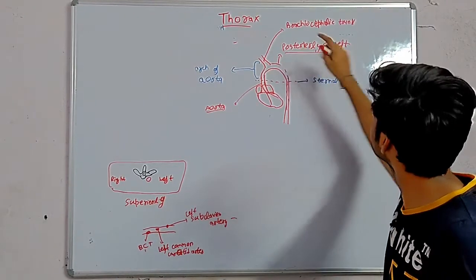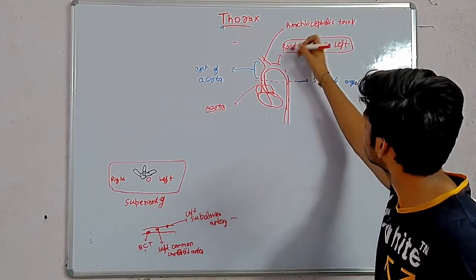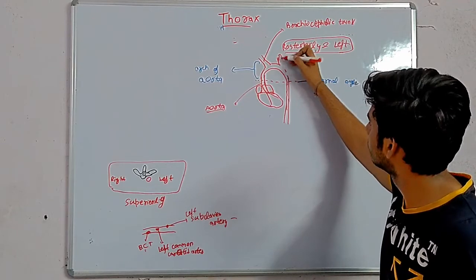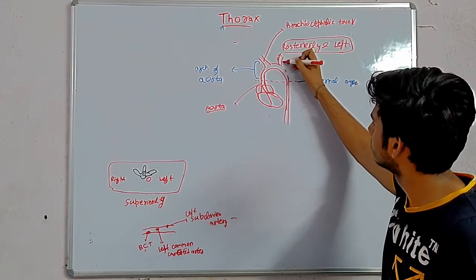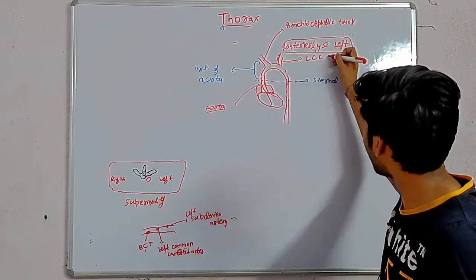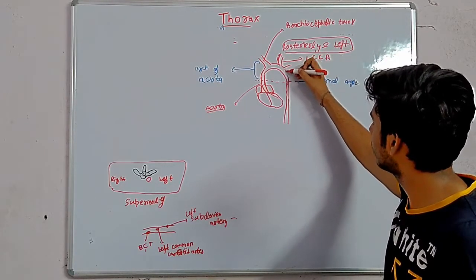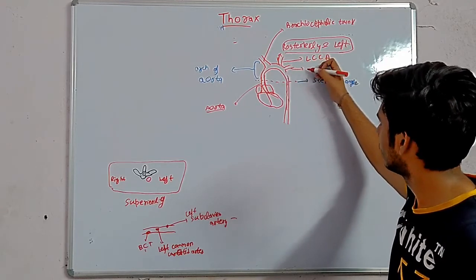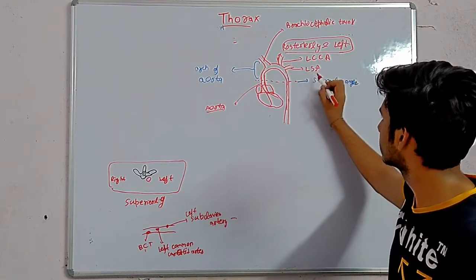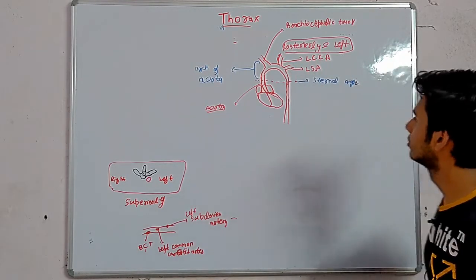Brachiocephalic trunk. The other one is the left common carotid artery. Done. And the third one is the left subclavian artery. This is the left subclavian artery, the left common carotid artery. Done. These are the branches.